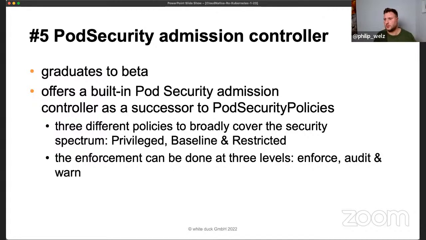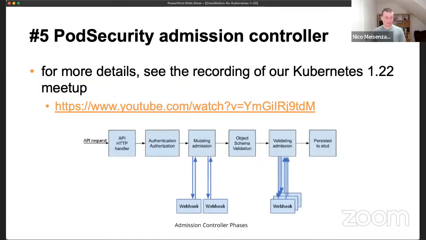We can enforce, so everything will be blocked, for example, if you use the restricted policy. We can audit, and we can enable the warning level where we get, for example, warnings in a CLI. And if you go one slide further, there's the URL for our last meetup, where we did an introduction: what is admission control and how does it work in Kubernetes, and how the pod security admission controller works, and we also made a demo. So if you want to check it out, I can recommend to rewatch our meetup from last time.